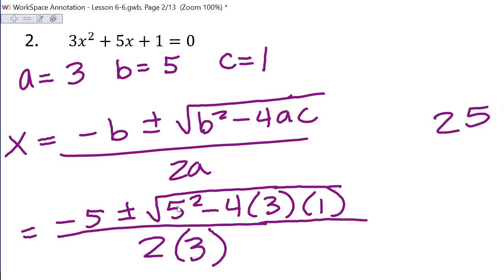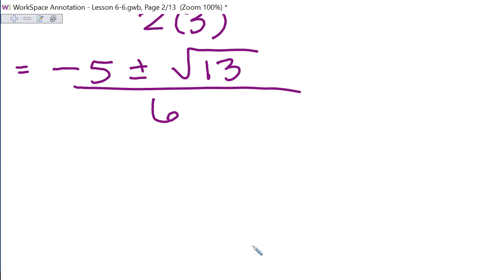Now for this one, we need to see if this radical will simplify. So after you have one number, one number, one number, look at your radical and see if it simplifies. So can I simplify the square root of 13? No. Then the next thing you need to check is your 3 numbers. So check your negative 5. What number's in front of the radical right here? A 1, and then we have a 6. So these 3 numbers need to be checked.